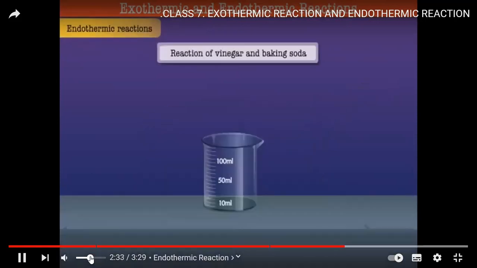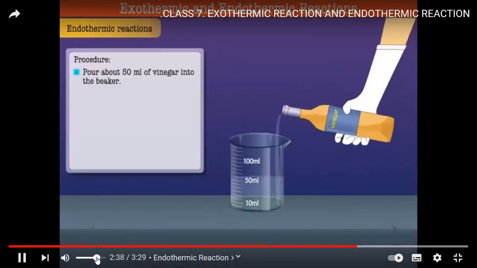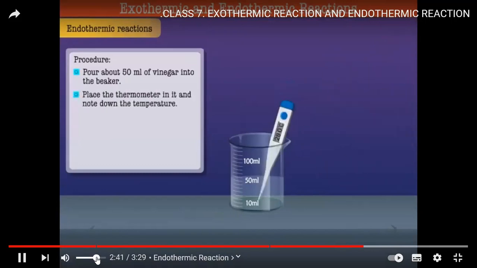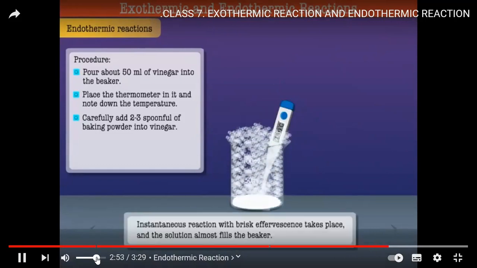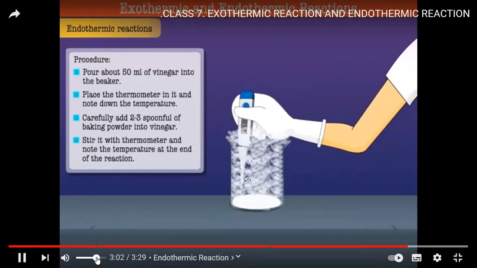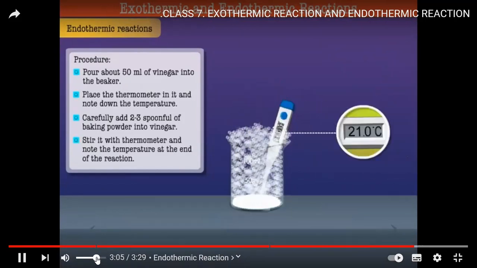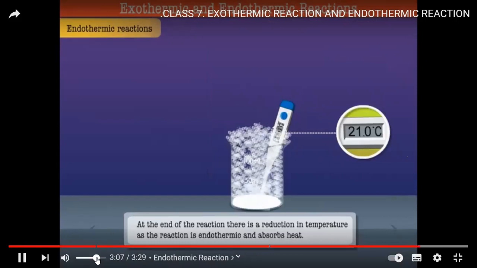Let us understand another reaction where there is absorption of heat. Pour about 50 ml of vinegar into a beaker. Place a thermometer in it and note down the temperature. Now carefully add 2 or 3 spoonfuls of baking powder into the vinegar. Instantaneous reaction with brisk effervescence takes place and the solution almost fills the beaker. Stir the solution and note the temperature at the end of the reaction. During this reaction, heat is absorbed and temperature reduces. Therefore, the reaction of baking powder with vinegar is an endothermic reaction.